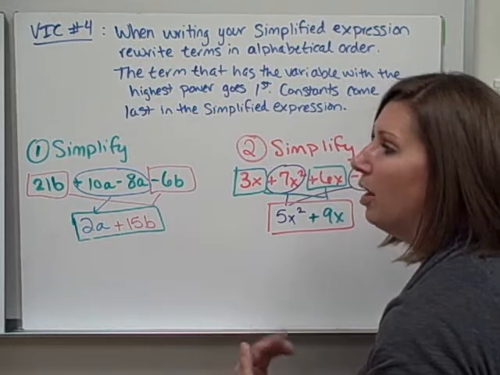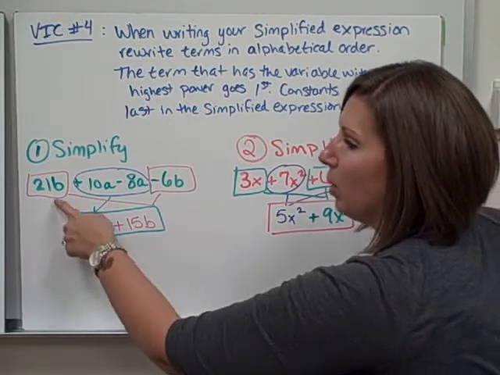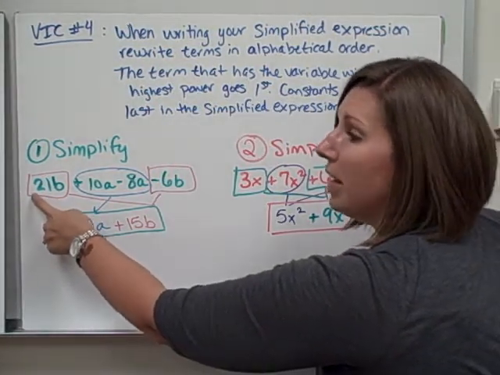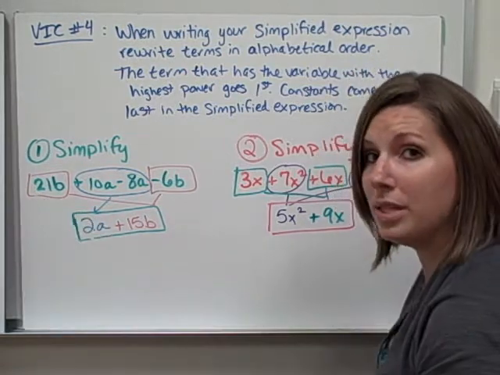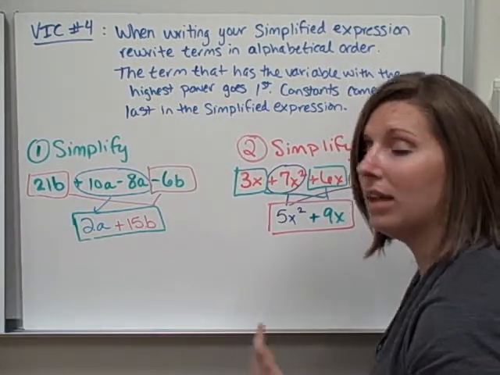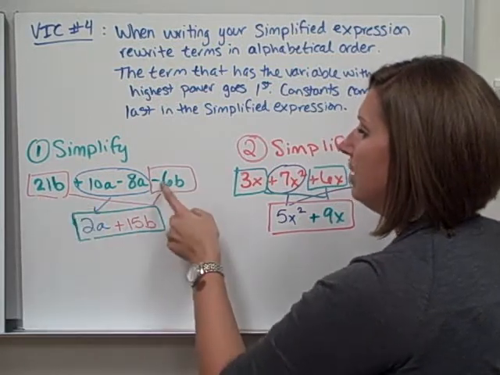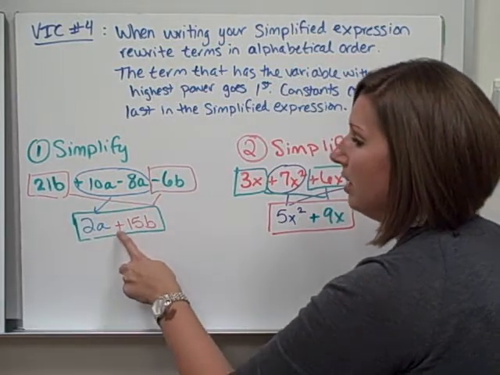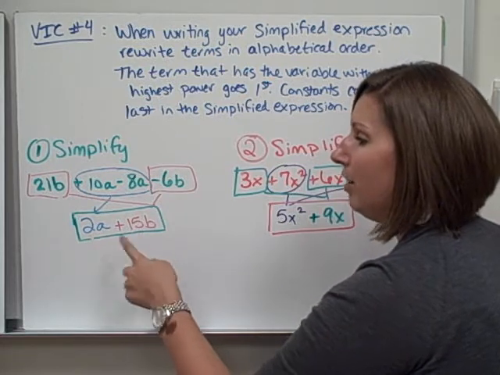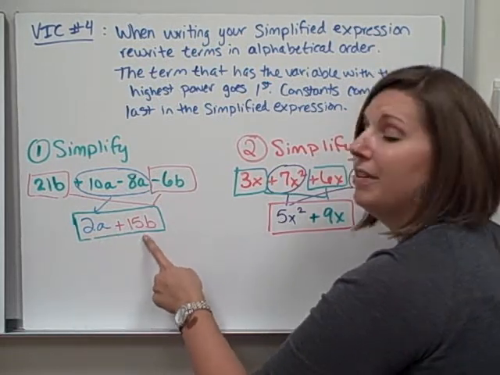Then I can concentrate on my b's. I've got positive 21b's. Remember, I know it's positive because it has no symbol in front of it, so it's automatically a positive 21b. Take away 6b. 21, take away 6, I'm left with a positive 15. My final answer is 2a plus 15b.